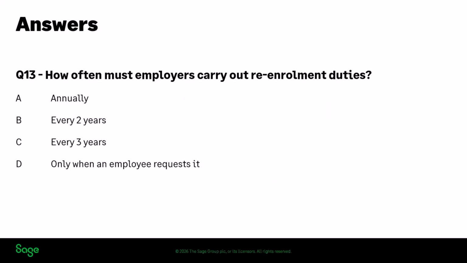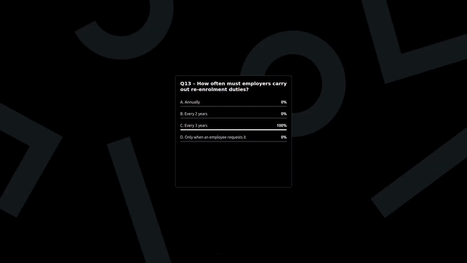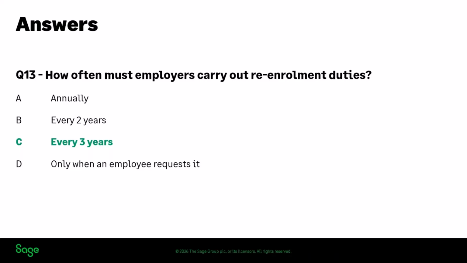So let's take a look at the round 4 answers. Question number 13 was, how often must employers carry out re-enrolment duties? There's been a few clues since we asked that question. Let's see what you said. In fact, 100% of responses came back as every 3 years. And the correct answer was every 3 years. Originally, it was called triennial re-enrolment, but for some reason they changed it to cyclical re-enrolment. So well done everyone for getting that one correct.